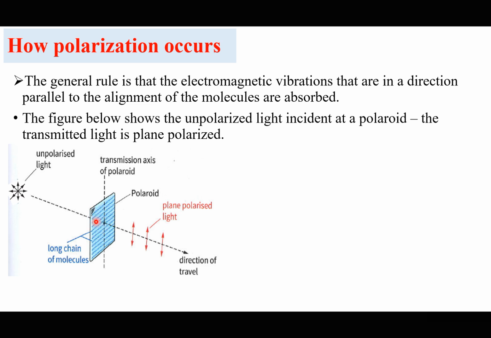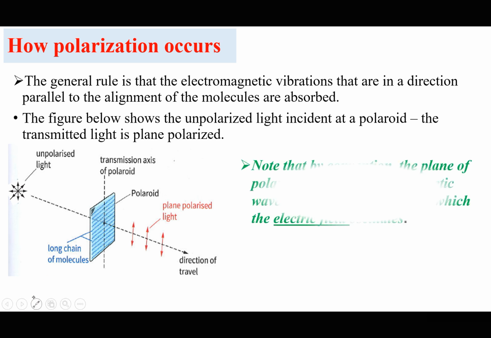Of course, other angles can easily be reduced. That's why we are just considering the vibrations in a plane perpendicular to the arrangement of the molecules to go through, because even other angles have components parallel to the alignment of these molecules. That's why only vibrations in the vertical plane go through, and vibrations in all other planes are absorbed, because all other planes have components parallel to the direction of arrangement of these chains of molecules.